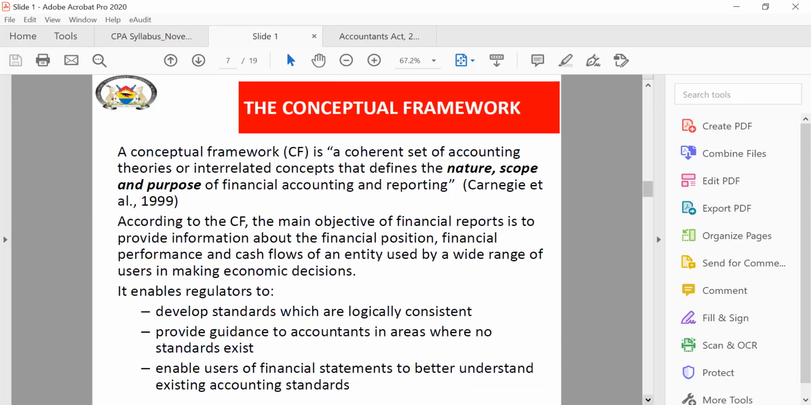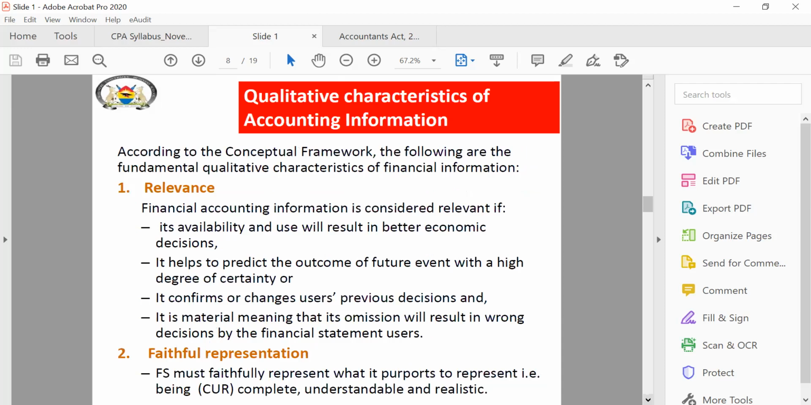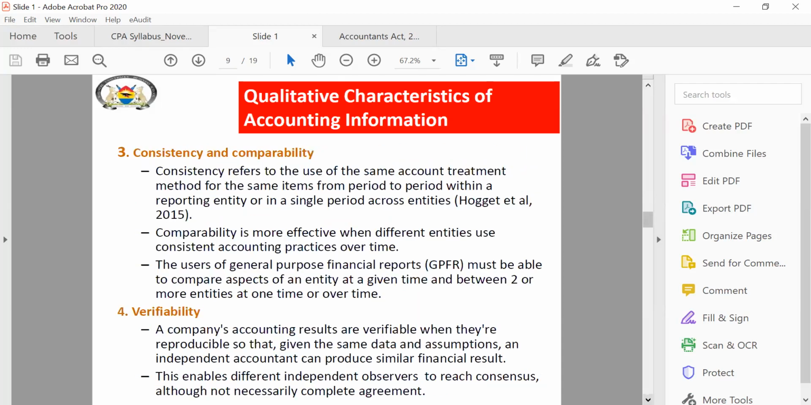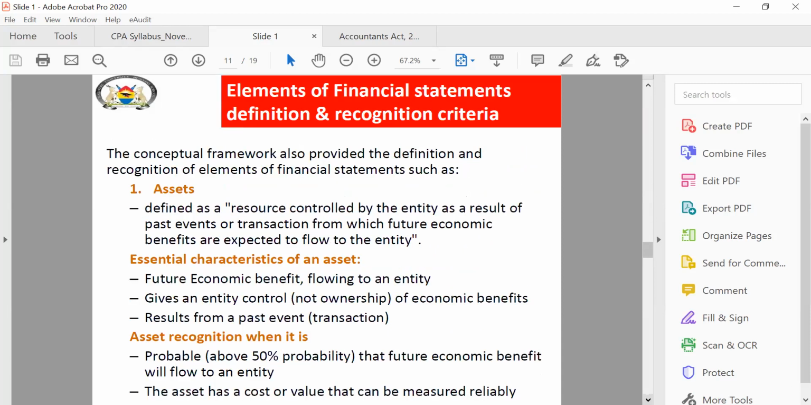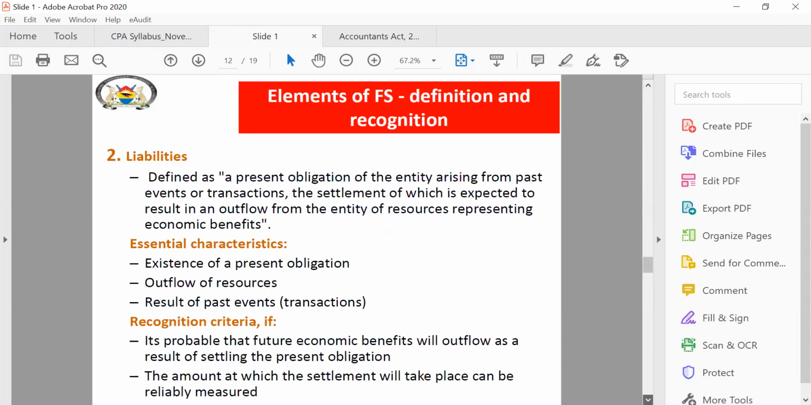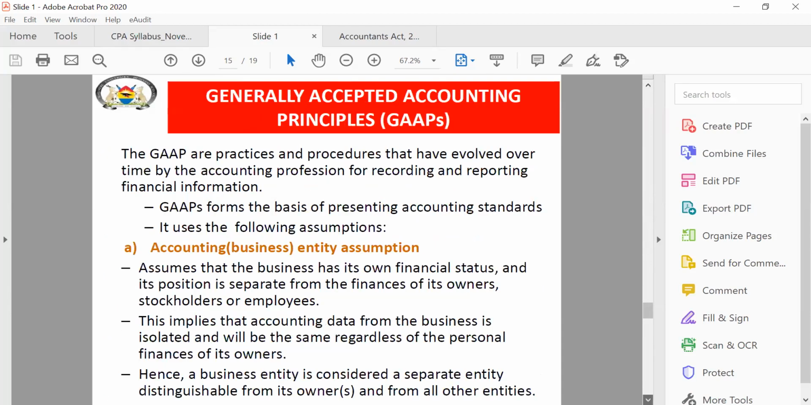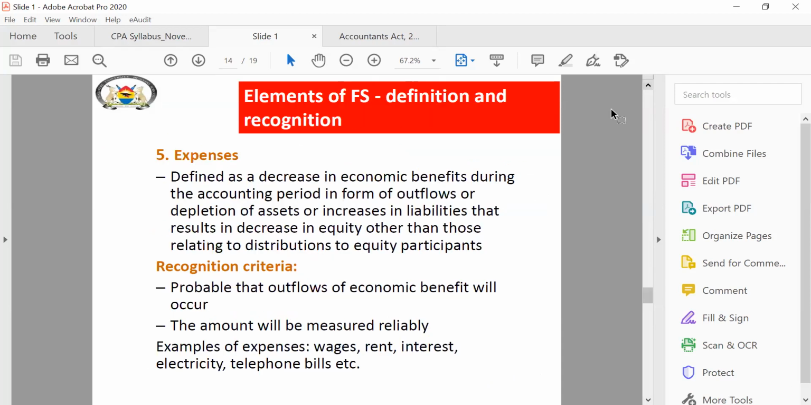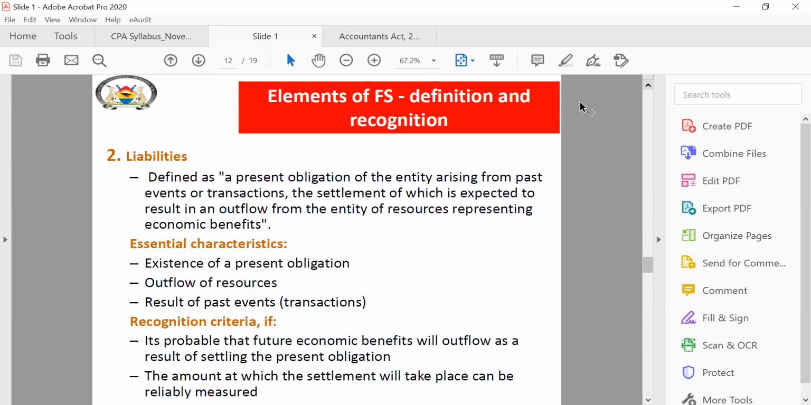So we'll be able to start from the conceptual framework when we return and be able to look at the different elements within the financial statements and so on. I've given you these notes and I encourage you to go through the notes and be able to conceptualize these ideas even before we meet in the next class.